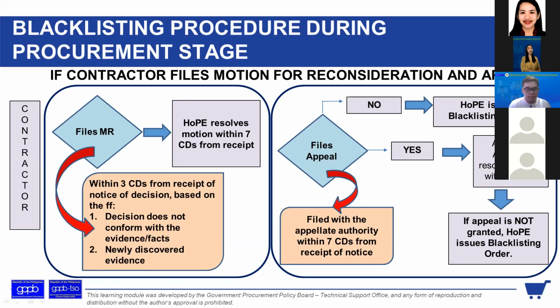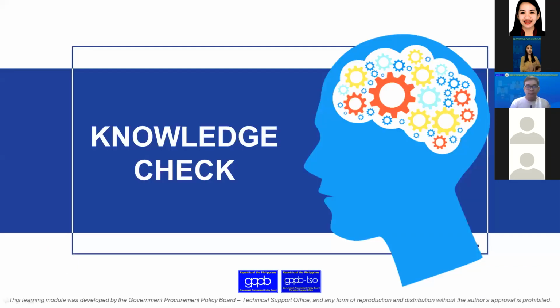The HoPE cannot issue blacklisting order without going through all this. Ha? Wala yung suspension at forfeiture, yung process. Hindi pwedeng, may violation, blacklist na yan. Hindi. Dadaan yan sa due process ng suspension, ng administrative procedure. So, blacklisting order, 1 year or 2 years, and just like suspension.